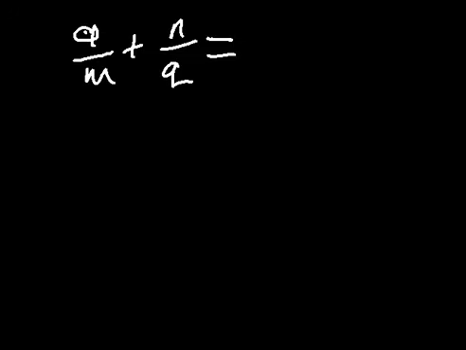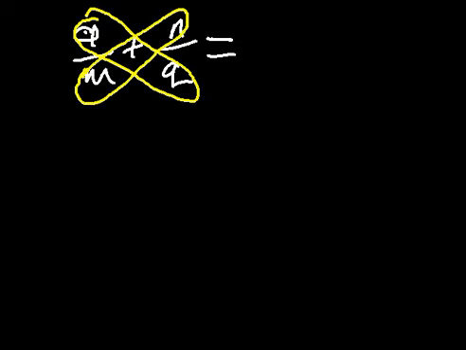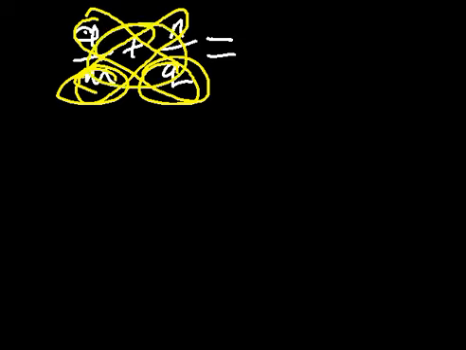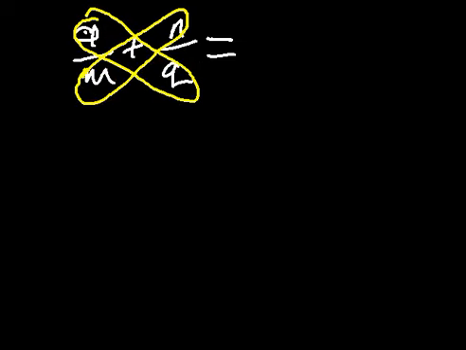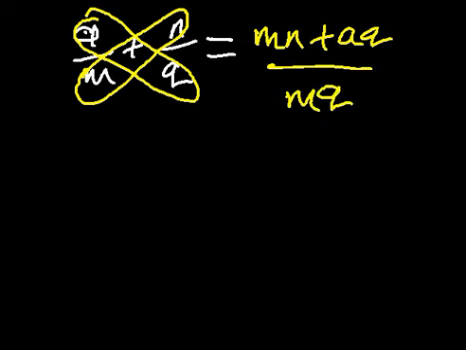fractions will be given as a times q plus m times n, divided by the product of the denominators. As you can see, it possesses the shape of a butterfly. So what it means is that we have mn plus aq divided by the product of m and q. So this is what we call the butterfly method.